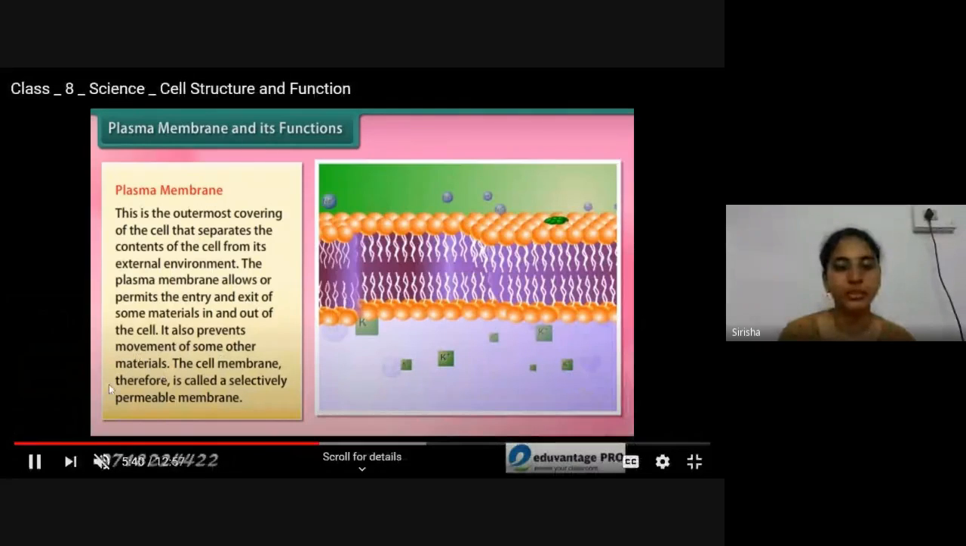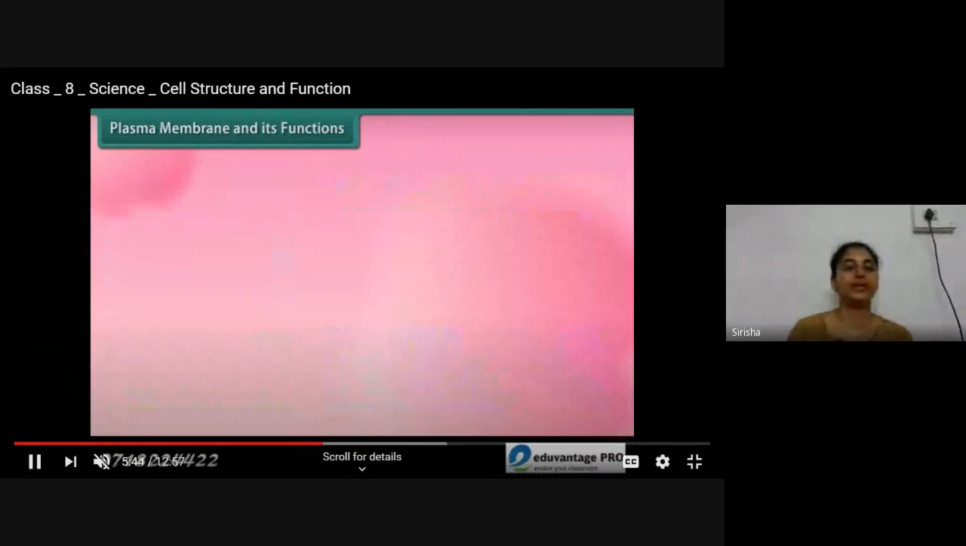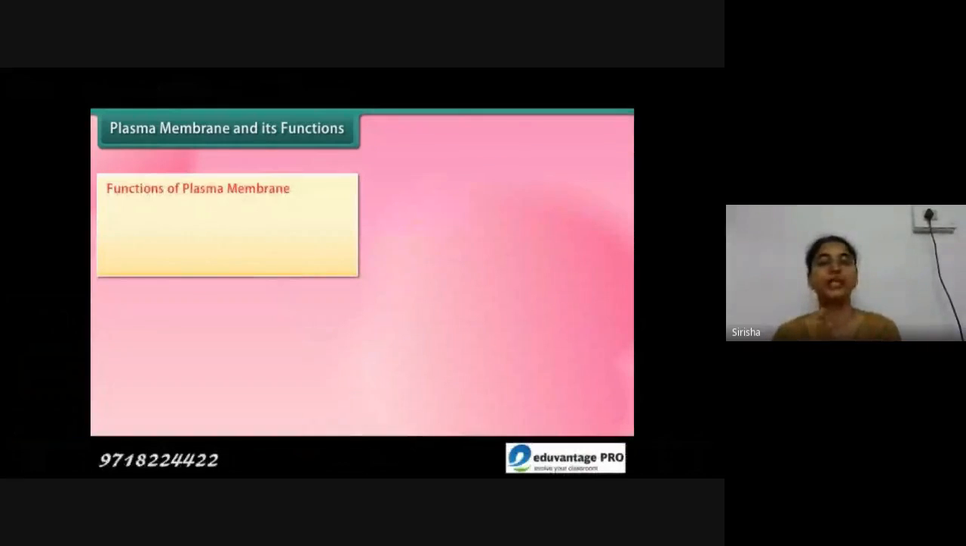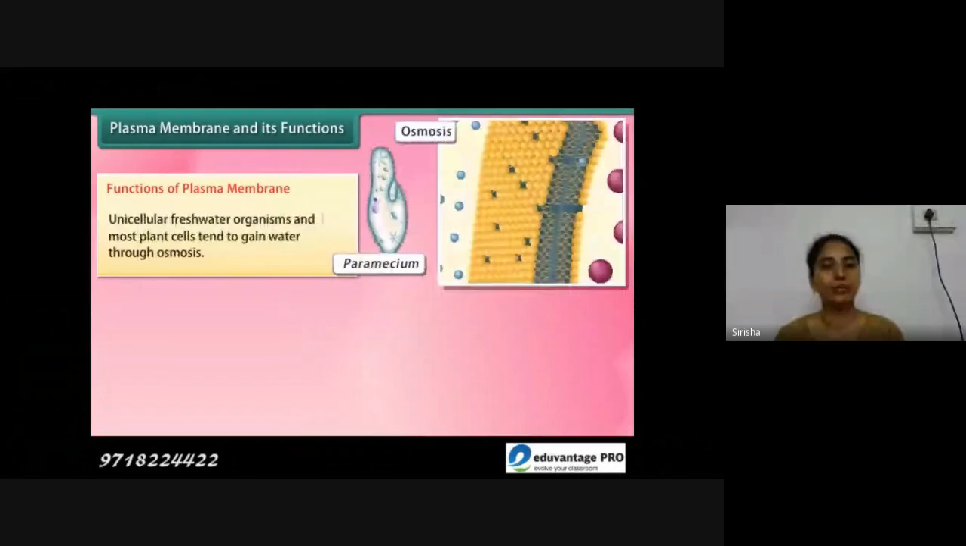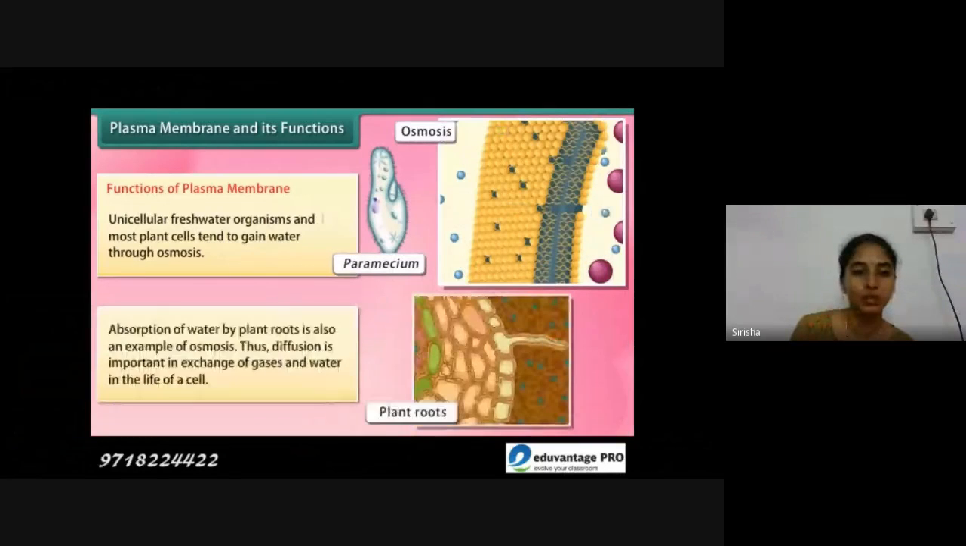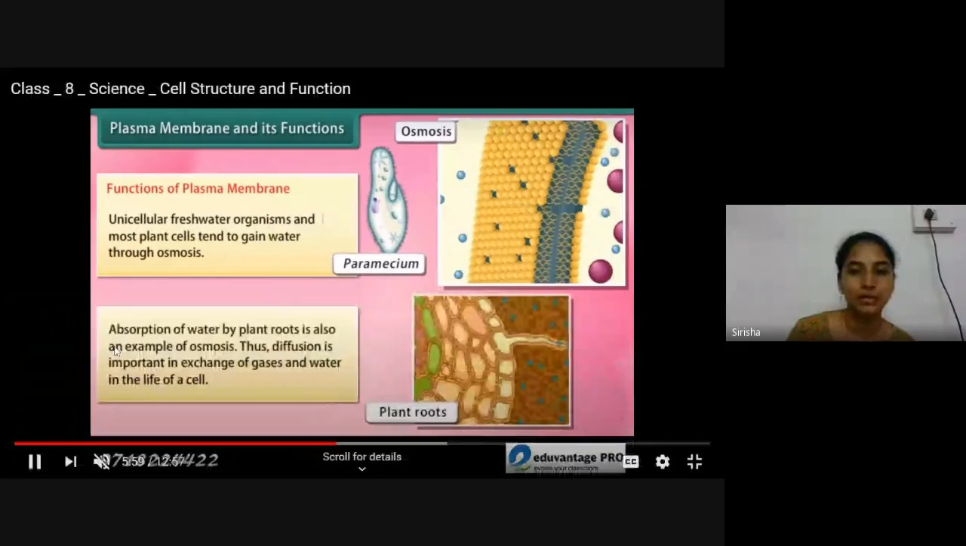It also prevents movement of some other materials. It doesn't allow any material unnecessarily inside it, only selectively permitted membranes. For example, functions of plasma membrane: unicellular freshwater organisms and most plant cells tend to gain water through osmosis, right? Because they live in water all the time. Because by osmosis, much of the water comes inside.